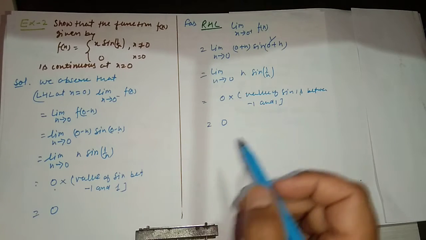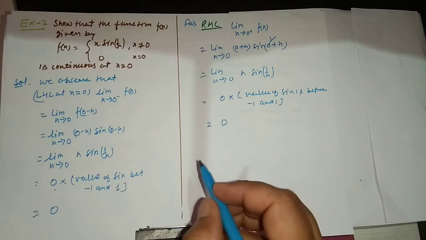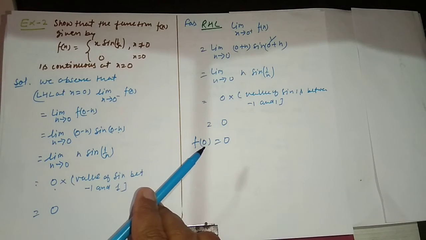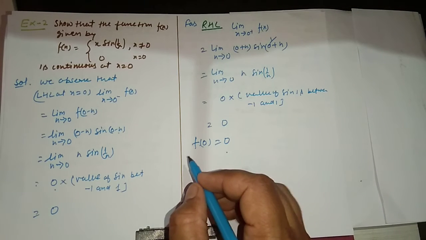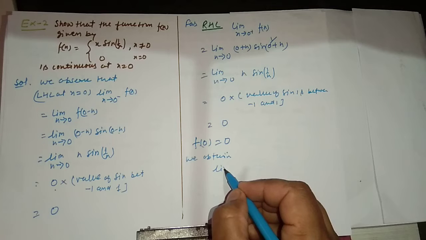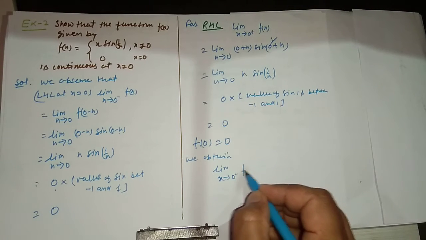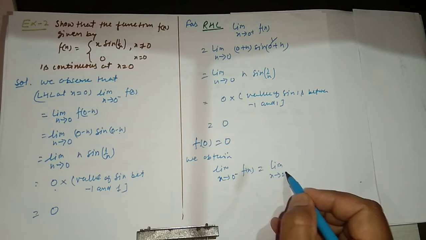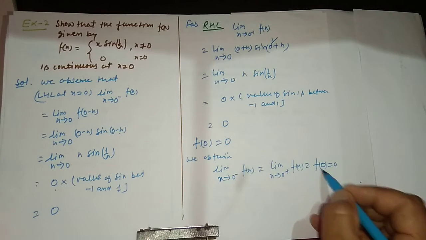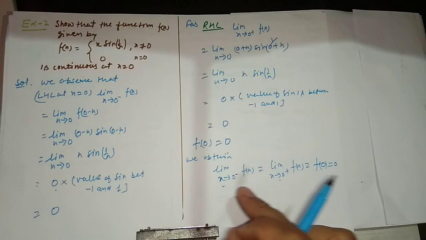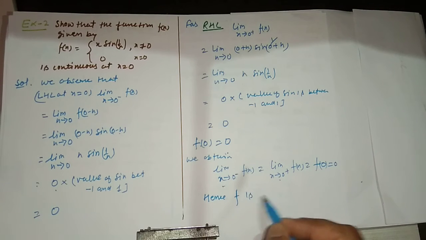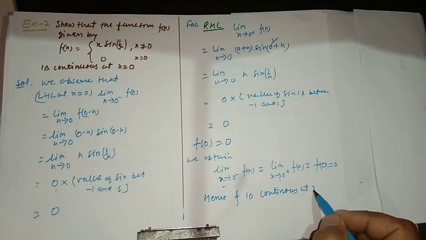But this is still not complete. The limit exists, but we have to check the function at 0. So f(0) is 0, the value of the function at 0. Now we observe that we obtained limit x tends to 0 negative of f(x) equals limit x tends to 0 plus of f(x), and it also equals the value of the function f(0). They all are 0. So the limit exists and the existing limit is equal to the value of the function. Hence f is continuous at x = 0.